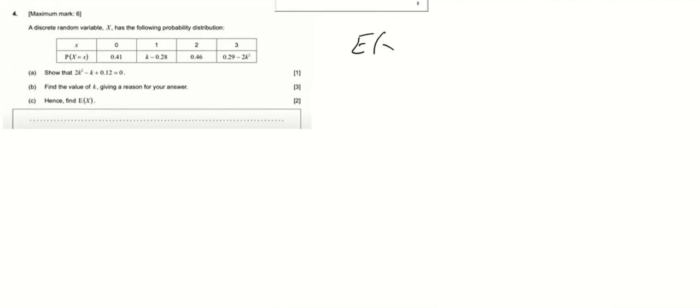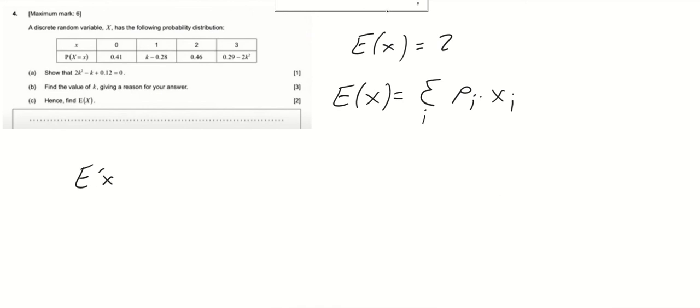Now C, we have to find the expected value of x. The expected value is the sum over pi times xi. So it's the outcome times the probability for this outcome. So we just have to calculate it. I'm going to go over the table. So we have first outcome of 0 times 0.41, the probability for it.